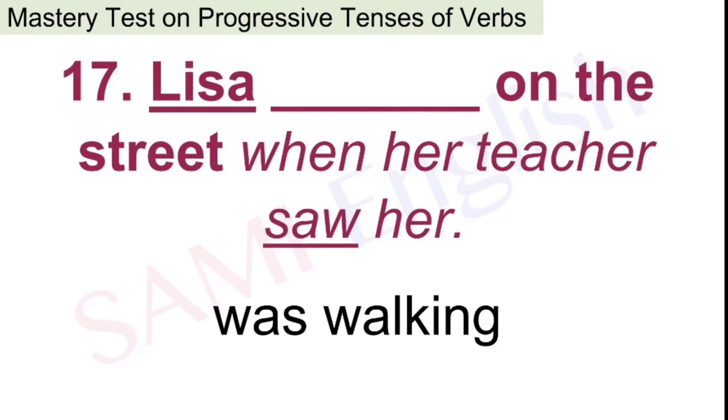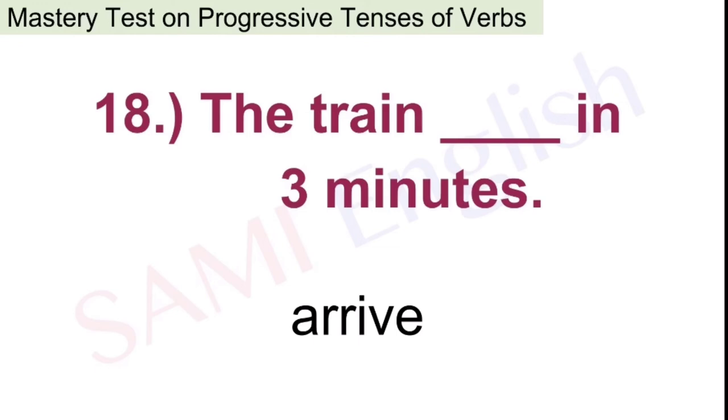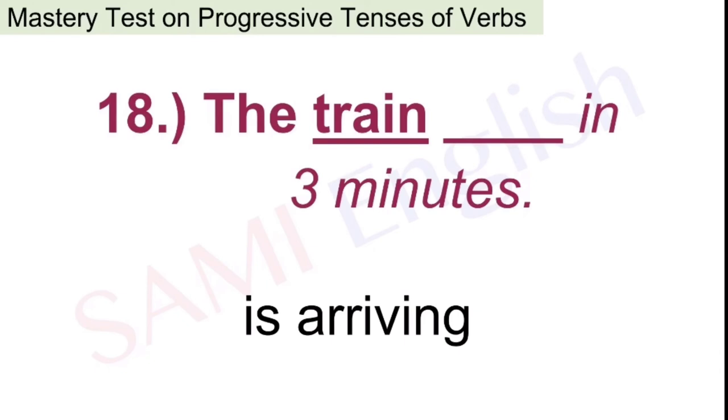Number 18. The train blank in 3 minutes. This will surely happen, so we should use the present progressive tense of the verb, okay? Train is singular, so we should use is. The train is arriving in 3 minutes.